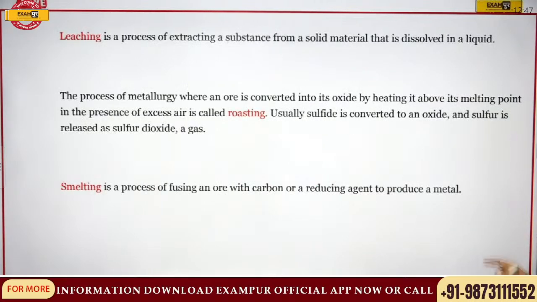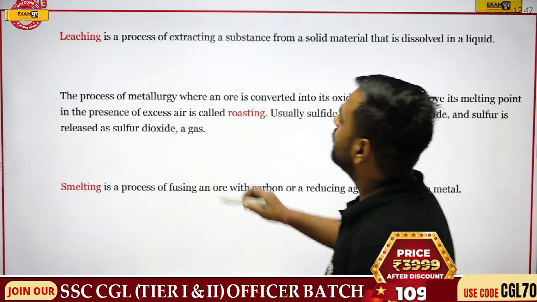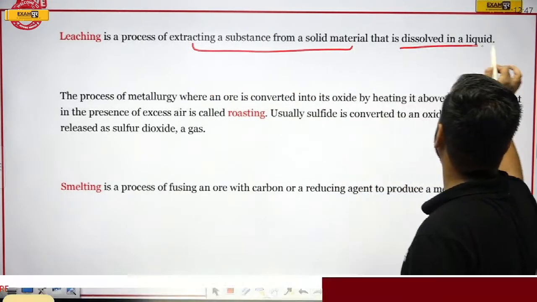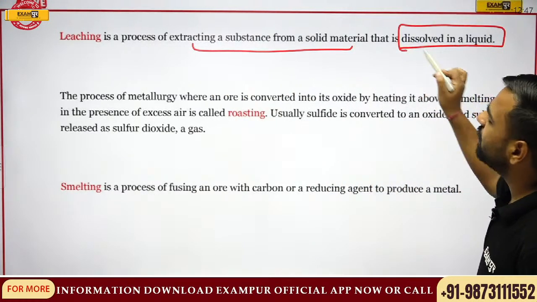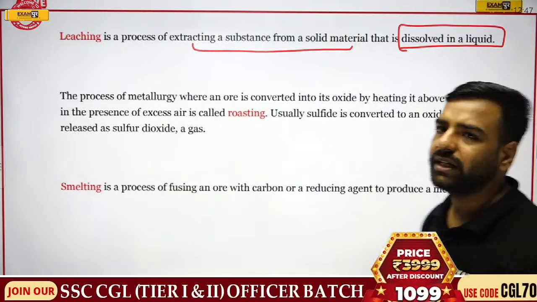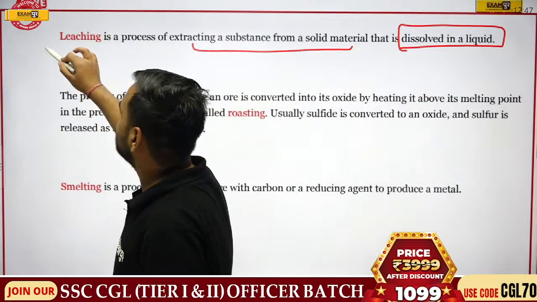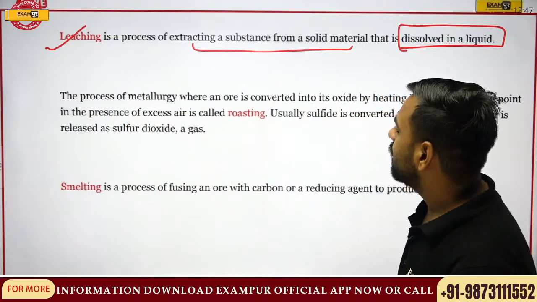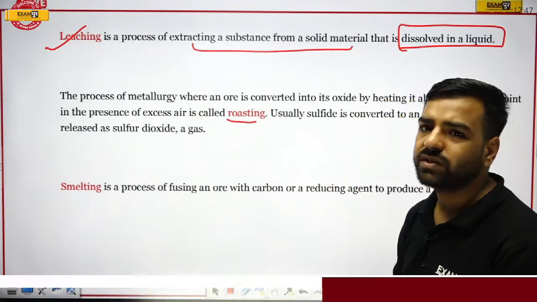Just have a look. If I talk about leaching, what is that? It is a process of extracting a substance from a solid material that is dissolved in a liquid. That is, if any solid material is dissolved in the liquid and you are extracting that substance, that particular process is leaching. First one. And please remember, all those four options are important. Now I was talking about roasting. In roasting, what was happening?